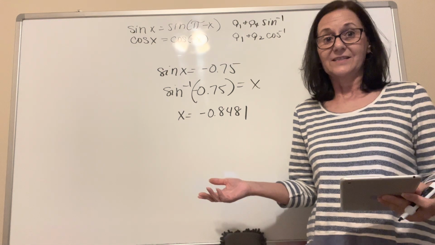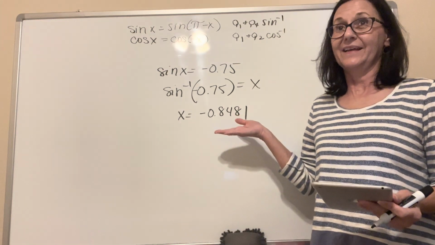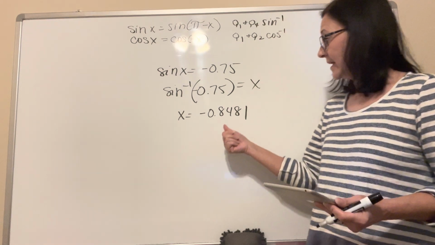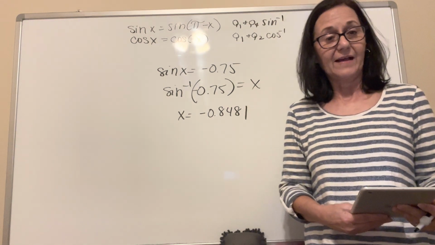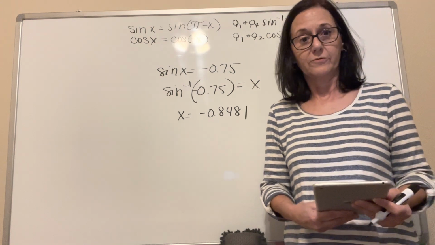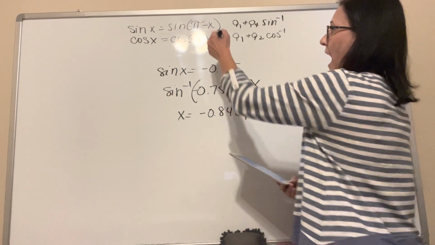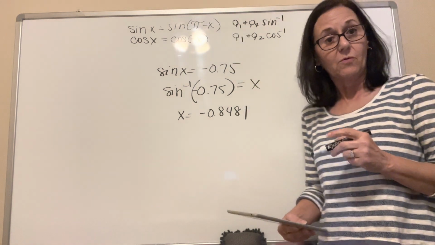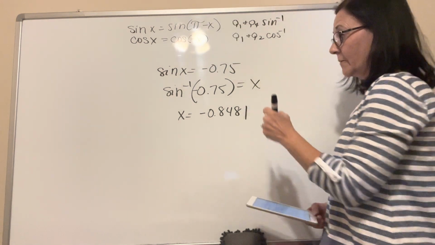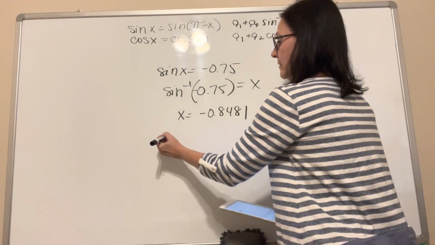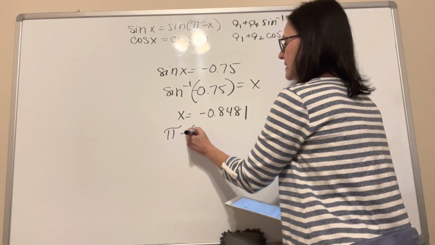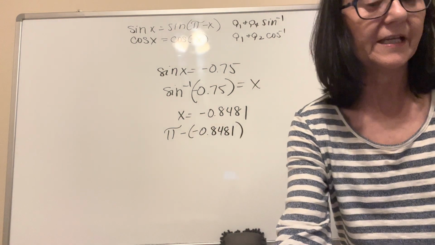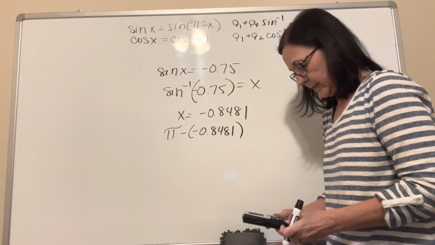Well, that's the 4th quadrant, and that's rotating right, clockwise. And that's okay, because negative 0.841 is in fact in the 4th quadrant, but I need the one in the 3rd quadrant. I'm just going to use that the sine of x equals the sine of pi minus x. So I'm going to take pi minus this value. All right, so pi minus negative 0.8481, and that is going to give me the other solution.